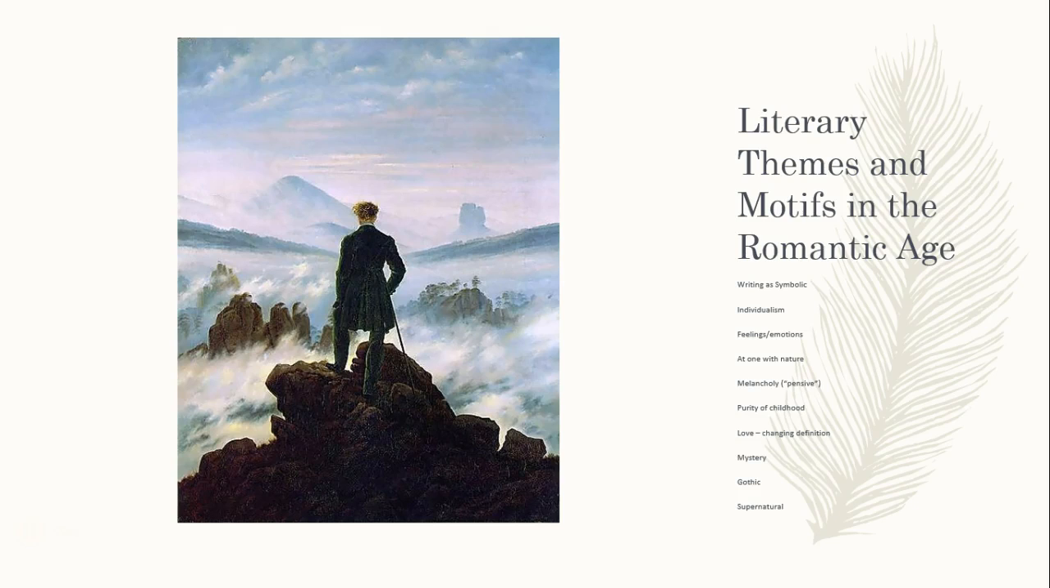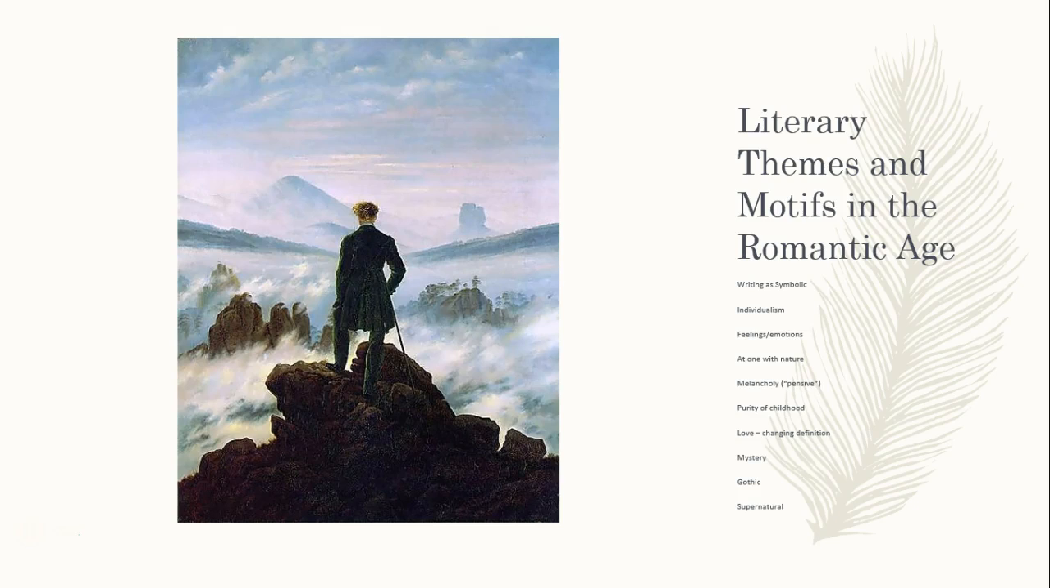Some of the literary themes and motifs that were common. Importantly, writing was seen as symbolic, as opposed to the Enlightenment view of writing as something that was representational and realist. Writing symbolized, and we'll be speaking a little bit about that in our discussion of our mouse this week. Individualism was a key piece. Feelings, emotions. The poet wanted to feel at one with nature. There was this beauty of the pastoral, romantic English countryside.